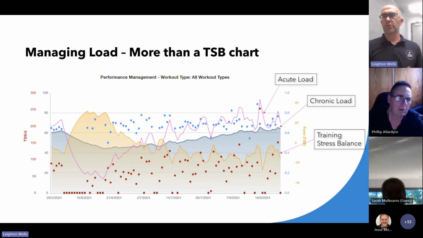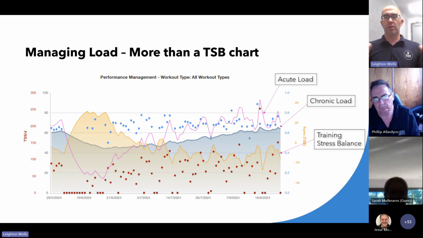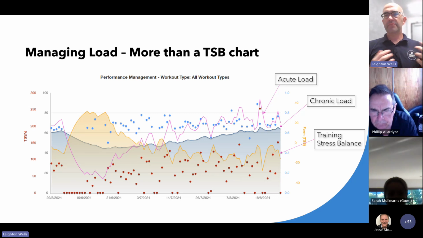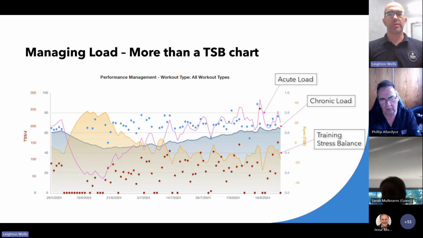Okay, so when we're looking at acute load in terms of like a 7-day time frame, or a chronic load, a longer time frame over a period of say 6 weeks, and then we look at training stress balance, which is the difference between those two. It gives us a sense of if the athlete's in negative territory, if they're under pressure with their training and they've done a lot of load recently, or if they're somewhat recovered.